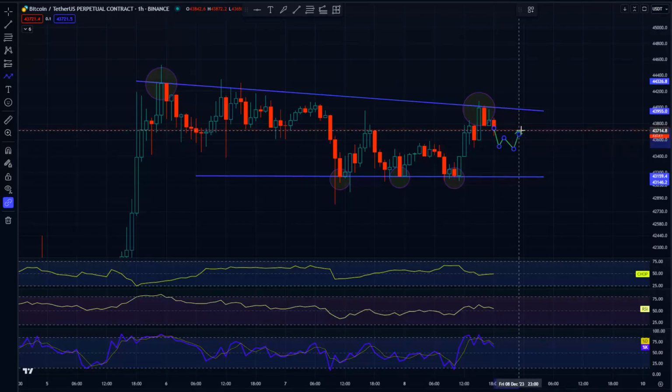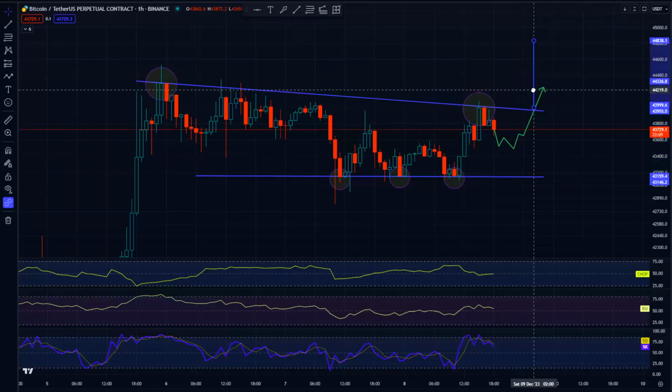Which may potentially indicate an attempt to leave the channel at the top and a potential upward movement oscillating by the height of the mentioned channel.